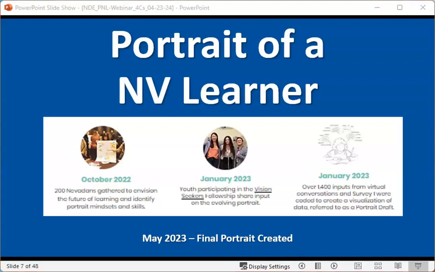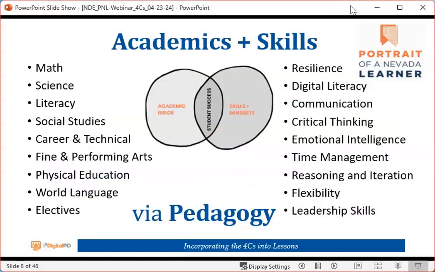And in that document, what we tried to do is bring together not only the standards, because we already know that we have academic standards that we're attuned to, but we want to bring in the skills that students need. I'm reading this book right now. It's totally crazy. It's called Asking Why. And one of the things I'm really getting out of this book is that businesses want these durable, or what we call soft skills, or now they're calling them professional skills: resilience, digital literacy, communication, critical thinking, emotional intelligence, time management, reasoning, flexibility, leadership. They really want those.